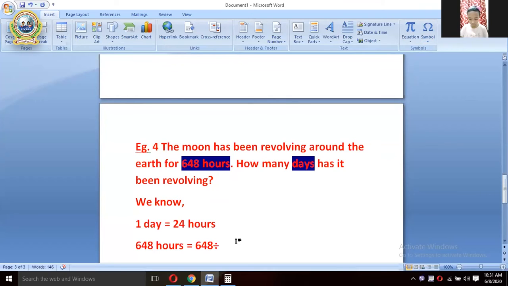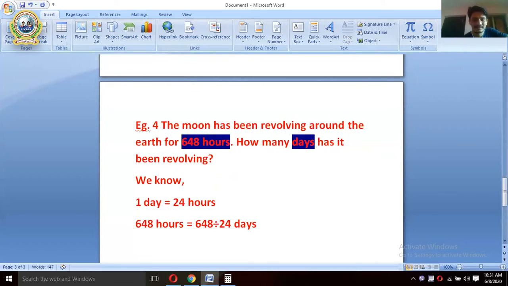Yes, that's wonderful. Great. I was expecting that answer. Yes, it is 24. Now it becomes days. The equal sign should be at the right place. So when 648 is divided by 24, what answer comes? It is 27 days. So this is our final answer.